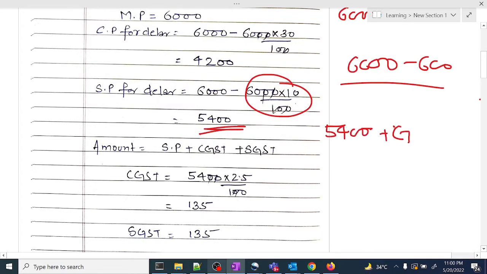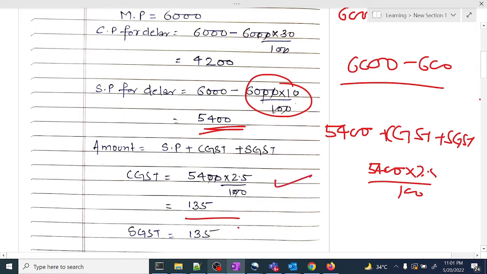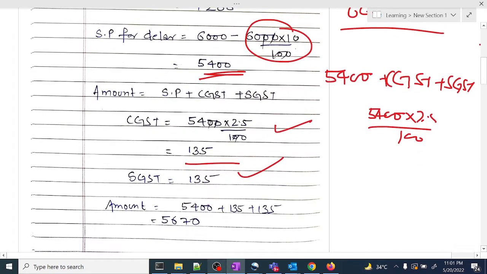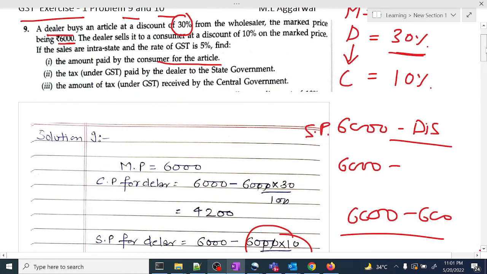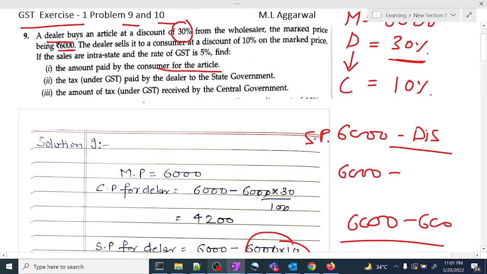plus CGST plus SGST, right? So how much is it? CGST on 5,400 at 2.5% is 135. So 135 is the SGST, and 135 the CGST. So how much would be the amount? 5,400 plus 135 plus 135. This is the amount which the consumer pays. So the consumer pays the actual cost price and then the GST. So point 1 is clear.